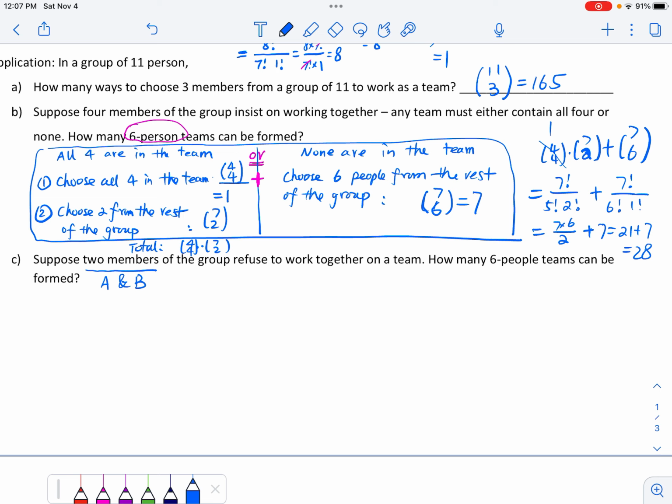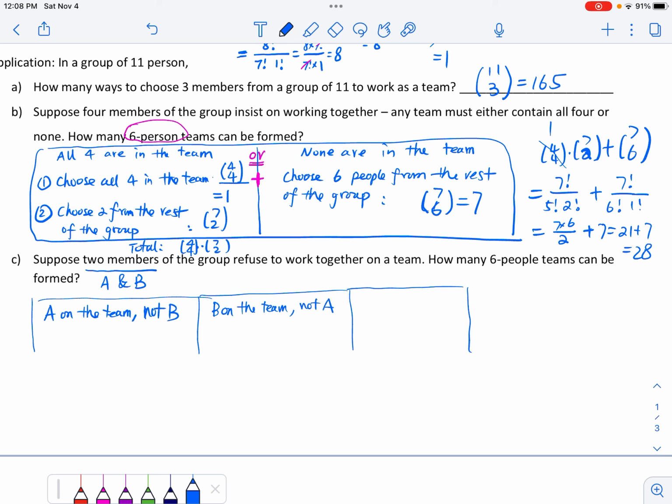So therefore, to form a 6-person team, when A is on the team, then B cannot be on the team, right? So A on the team, but not B. So this is possibility number 1. And similarly, B on the team, but not A, right? Or both are not on the team.